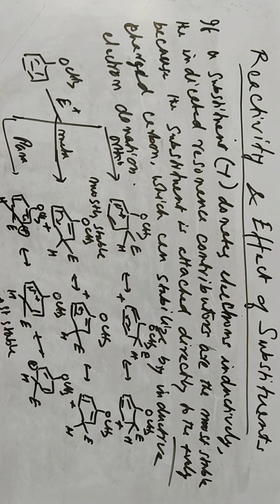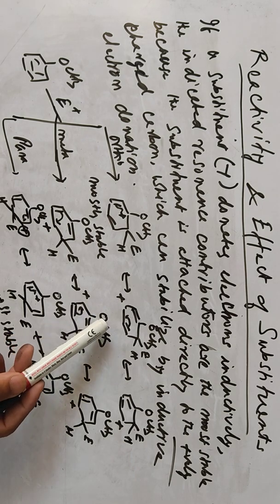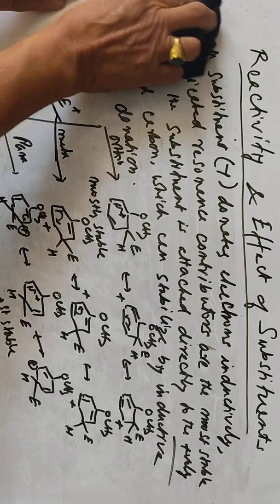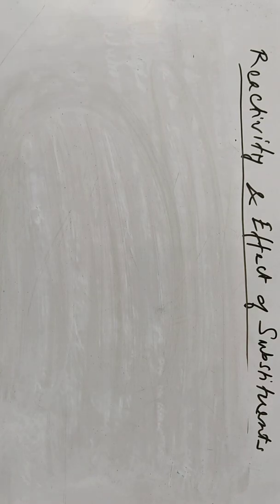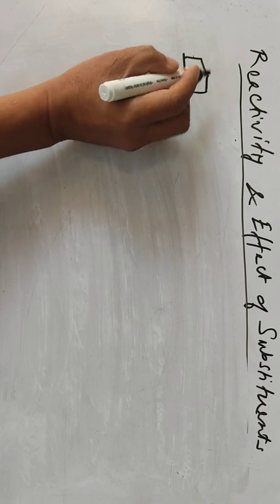But in the case of a meta director, the positive charge cannot be stabilized by the electron donating groups. Even with the electron withdrawing group, it can have a positive charge. Similarly, you can draw this in the electron withdrawing group also. Anyway, we can explain this in another way.